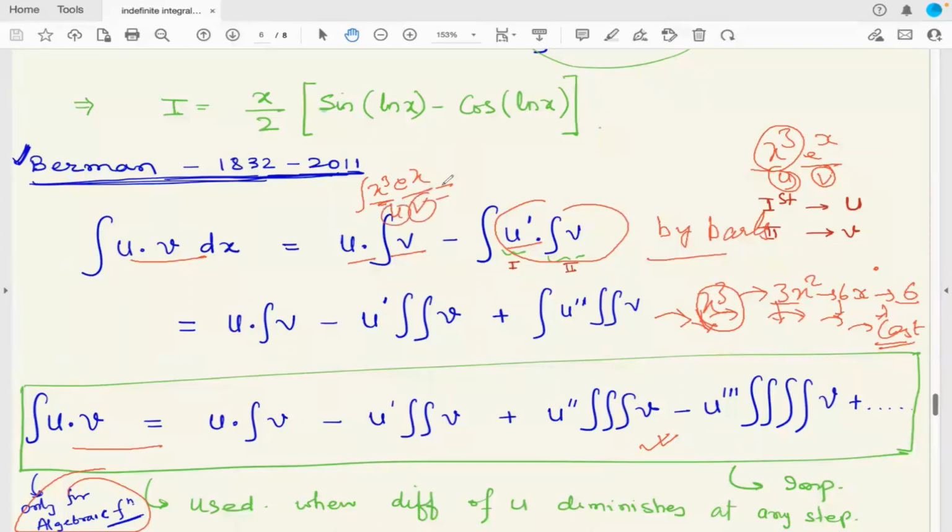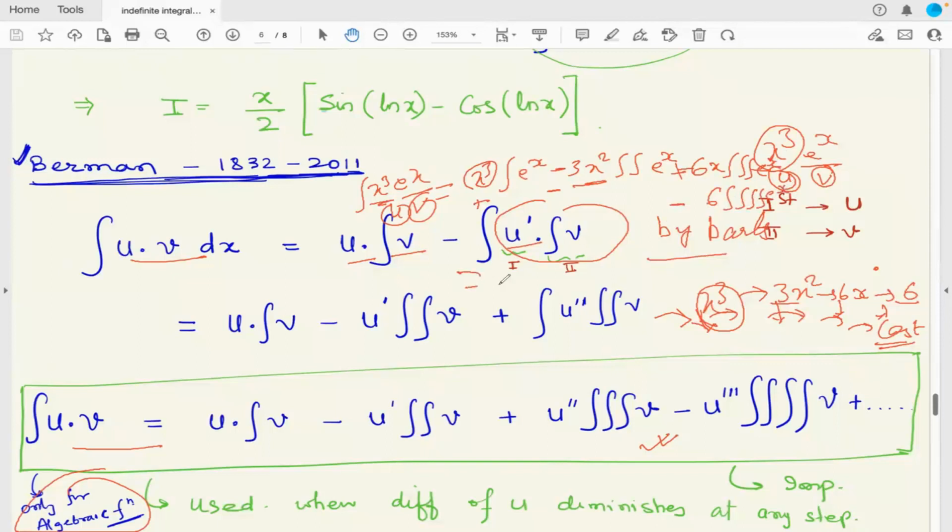First we assign u and v according to the ILATE rule, and then for x cube, first integrate v, and with the plus-minus signs, here is plus, so here will become minus. Now I differentiate x cube to get 3x square, and double integrate e to the power x. Here is minus, so here will be plus. Again differentiate it, so I get 6x, triple integration of e to the power x, and here will be plus, so next will be minus 6, four integrations of e to the power x.